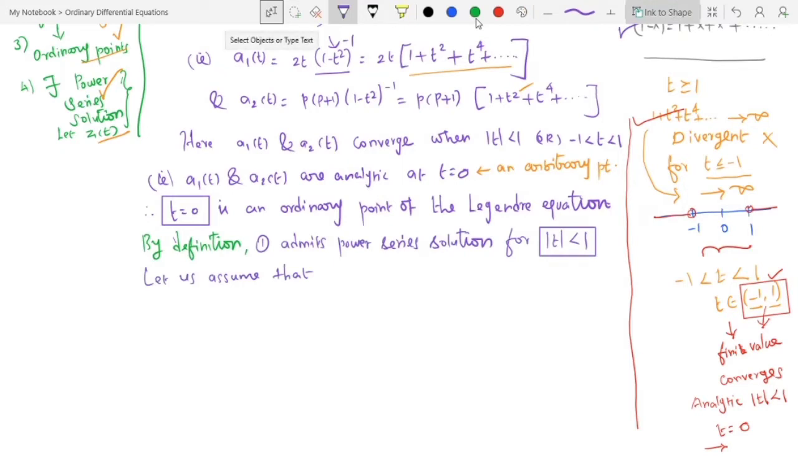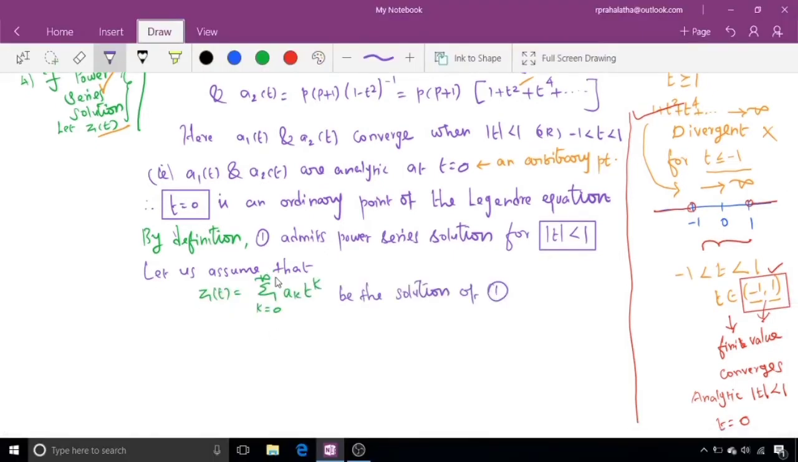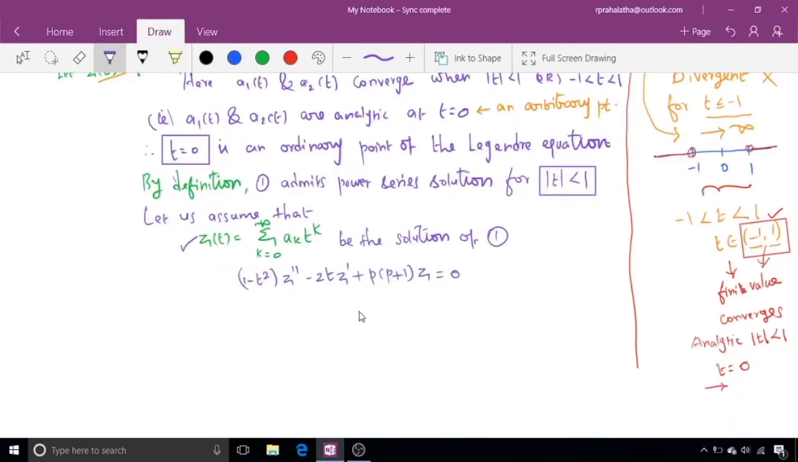So, let's assume that z of t is equal to summation k varies from 0 to infinity a_k t power k be the solution of the given equation. If z of t is a solution, it should satisfy the given equation. So replace x by z here. We get 1 minus t square into z double dash minus 2t into z dash plus p into p plus 1 z is equal to 0. Let it be equation number 2.